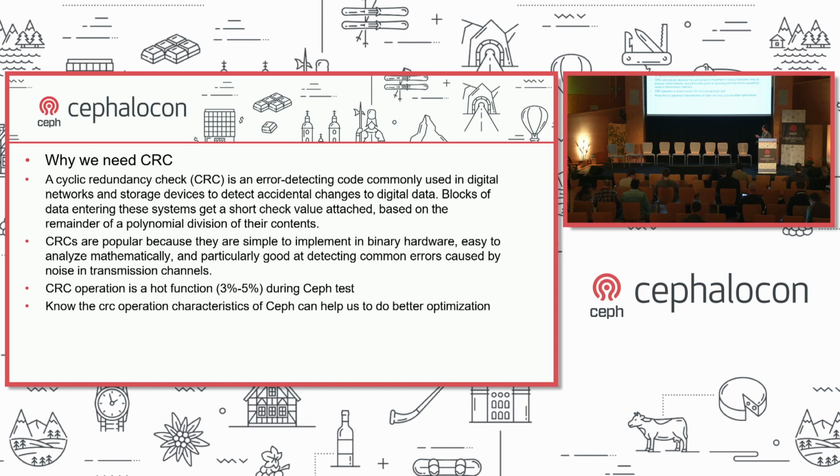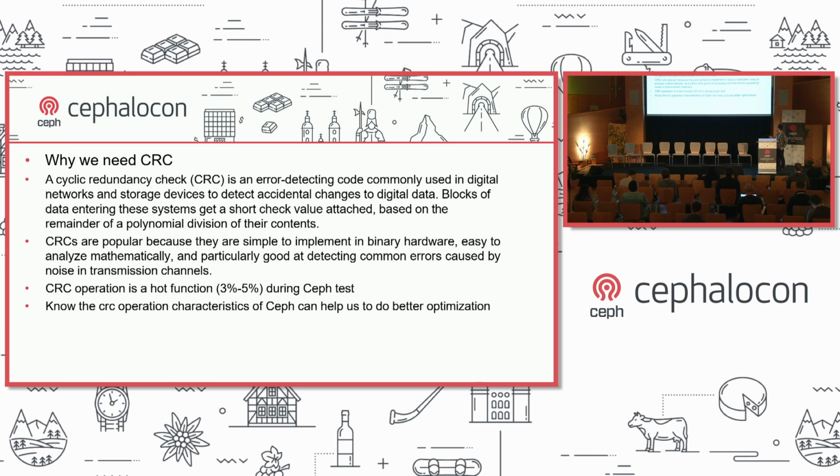CRC is short for cyclic redundancy check. It can be used to detect network data errors or disk data errors. Modern CPUs also have special instructions to accelerate the CRC operation.